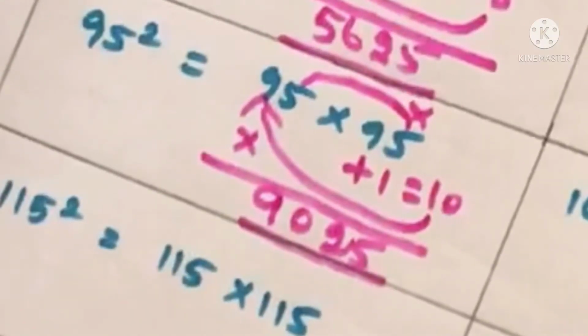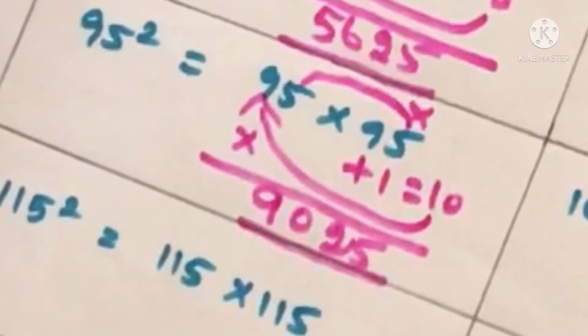Next we are going to see the square of 3 digit numbers, that is the base of 5.